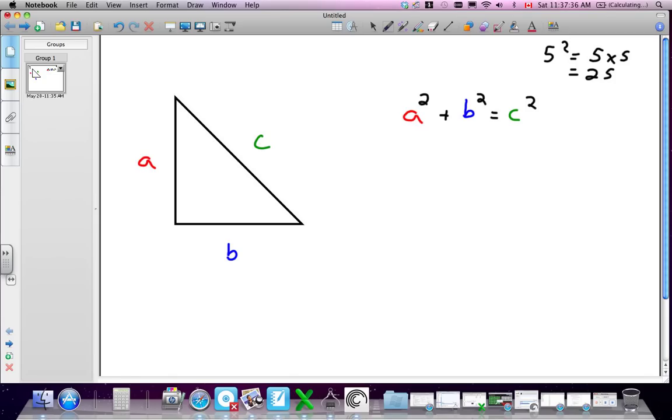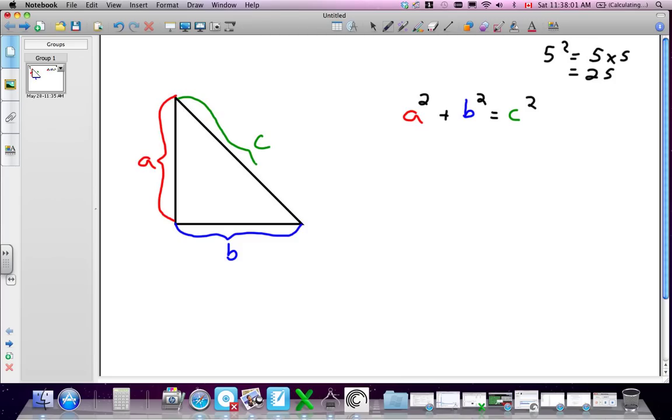So, now, a squared, b squared, and c squared. A squared plus b squared equals c squared. So what they're telling you is that this side, if I square it, and I square this side, it's going to be equal to this side.